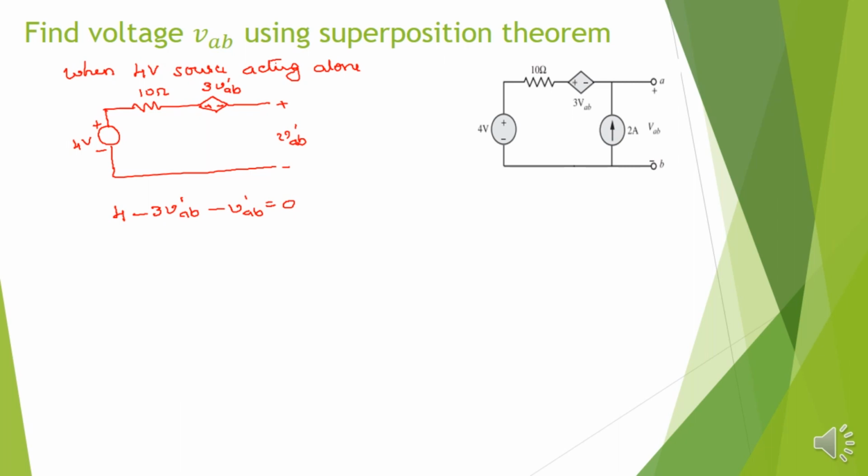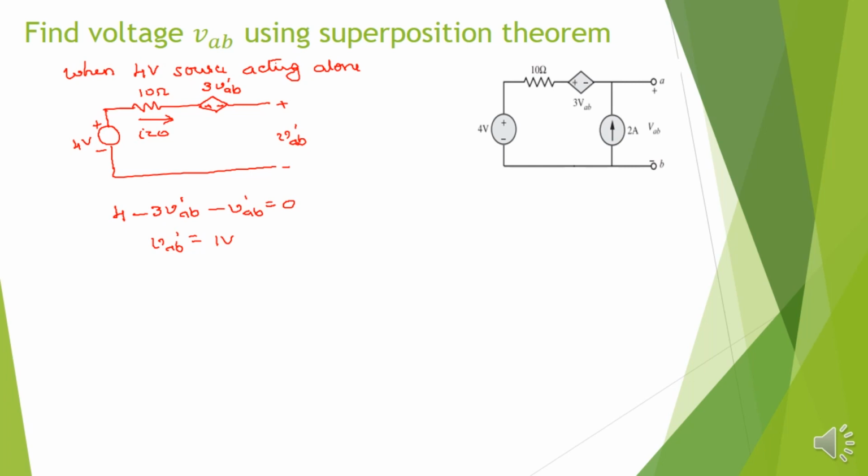So lower potential to upper potential plus, as this 10 ohm is connected to open circuit, no current flows. So current I equal to 0. So voltage drop becomes 0. So plus to minus, voltage falls, minus 3 VAB dash. This also plus to minus. So VAB dash equal to 1 volt. When the 4 volt source is acting alone, VAB dash equal to 1 volt.